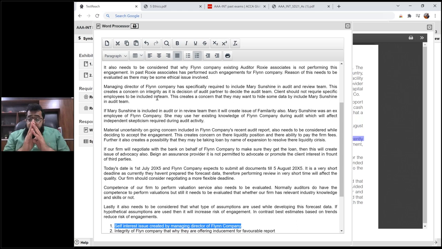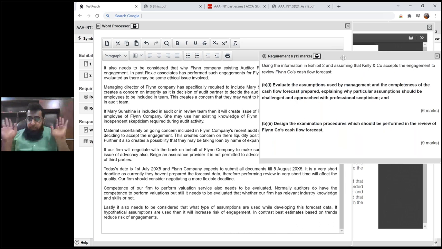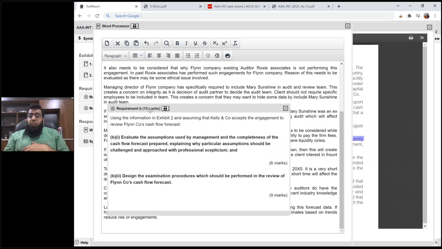No, there is no need to give conclusion. No conclusion. Not even in question number one. In question number one, you give introduction because there is professional marks. In rest of the questions, even there is no need to give introduction also. See, I started writing the answer directly. 1 mark for each point.